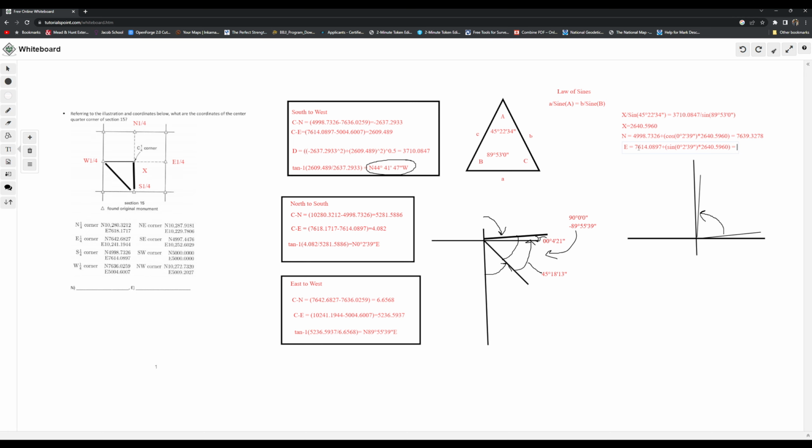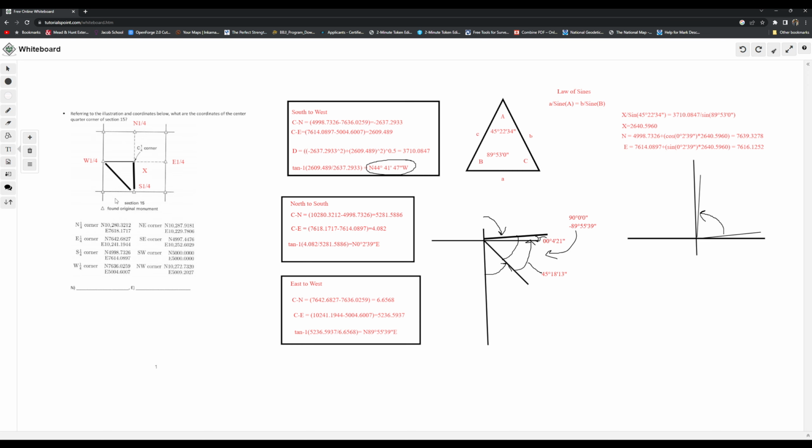Okay, so then multiply that by 2640.5960. Okay, now add that to the 7614.0897. Okay, so 7616.1252. So now let's think about this. So this is saying the easting is 7616.1252.